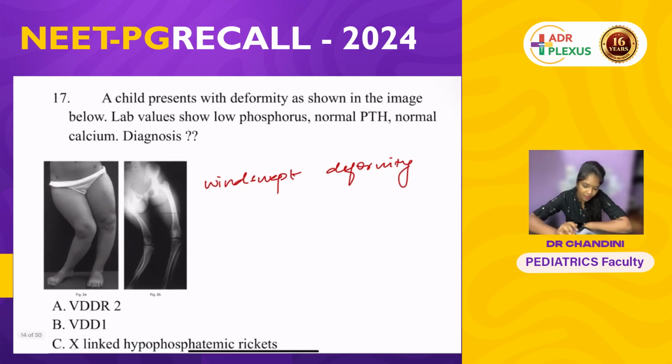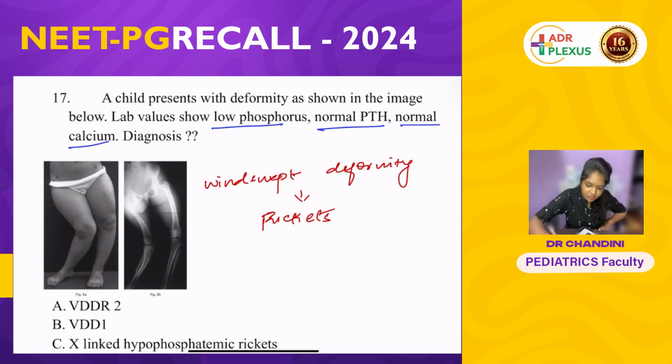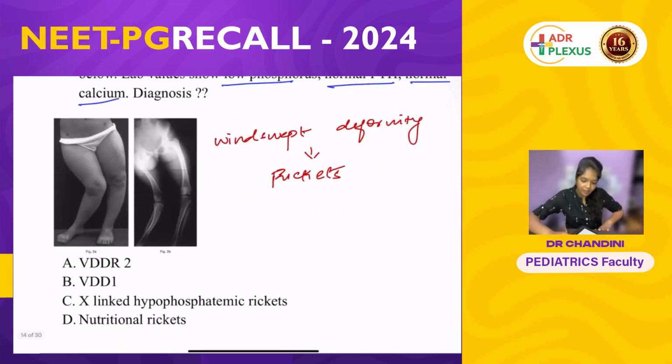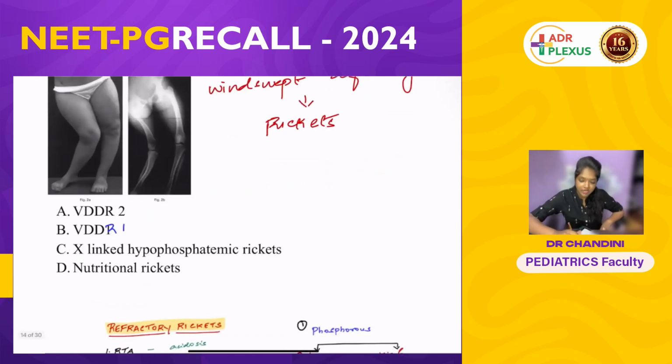So this windswept deformity, where do you see it? When a child comes with windswept deformity or any deformity of the bones, the first diagnosis is going to be rickets, right? And they have given you a set of lab values. What are the lab values given? Low phosphorus. Phosphorus is reduced. PTH is normal. Calcium is normal. Coming to the options: VDDR type 1, VDDR type 2, X-linked hypophosphatemic rickets, nutritional rickets. These are given as the options. So come to nutritional rickets.